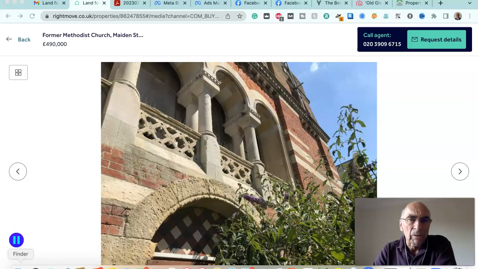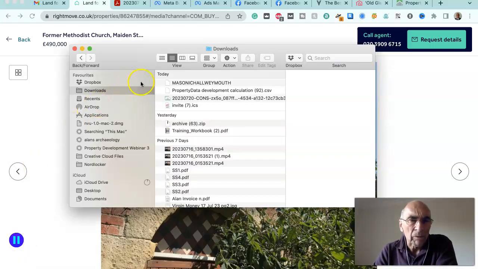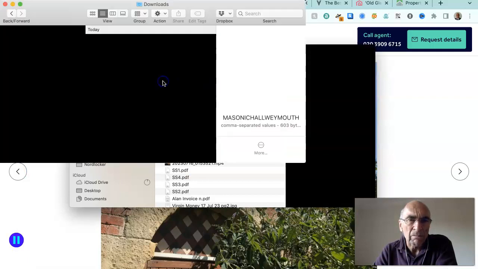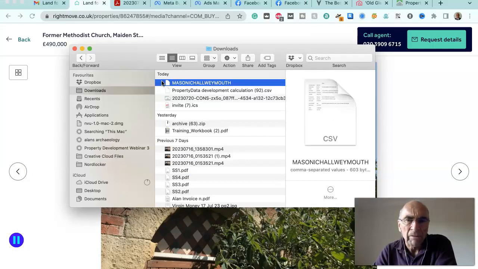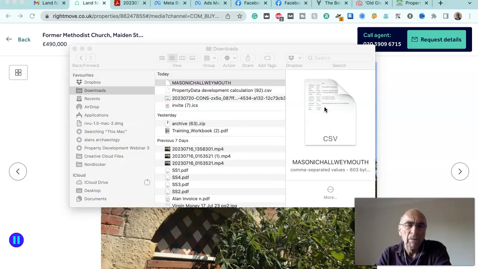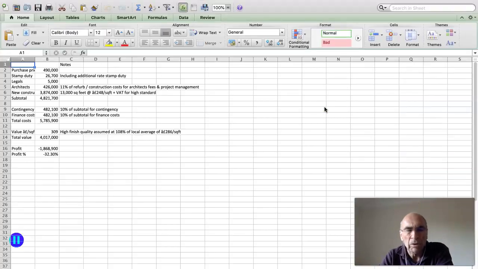Have a quick look. It's not worth spending much time on this because it's never going to be economic to develop, I think, because the purchase prices in the area wouldn't support a massive amount of expenditure. So the guide price at auction is £490,000, which is the first line of our calculator here. Stamp duty on the purchase is £26,700, including additional rate stamp duty.